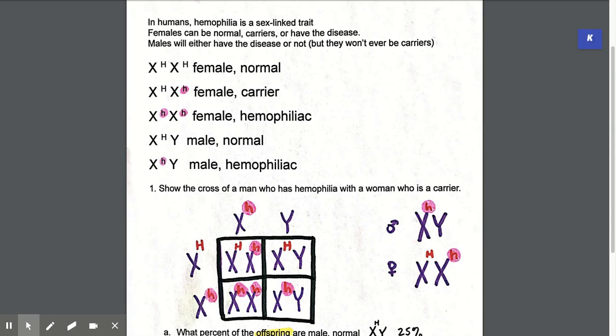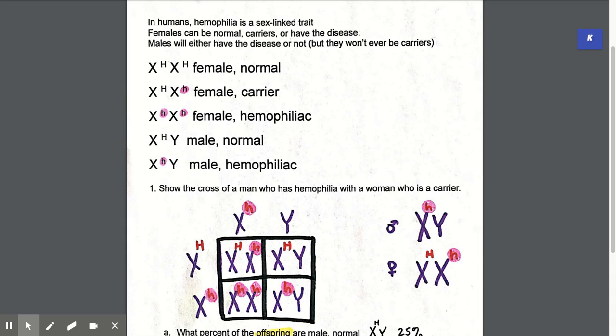And this is another outline. It's kind of the same thing as my last video, but I just want to go through it again. It's in a little bit of a different order, and it's specific to hemophilia. Please note, a hemophiliac is a person with hemophilia. So in this first part here, it talks about females being normal, carriers, or having the disease. Males are either going to have the disease or not. And we talked about that in the last video.